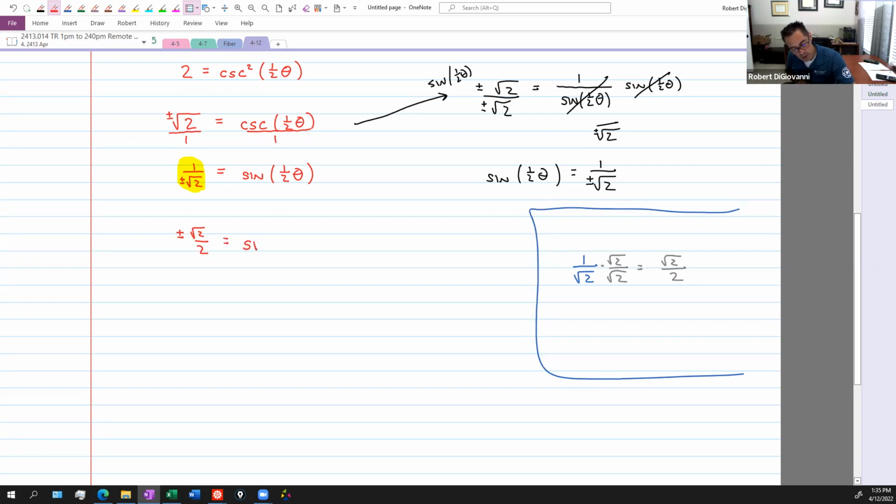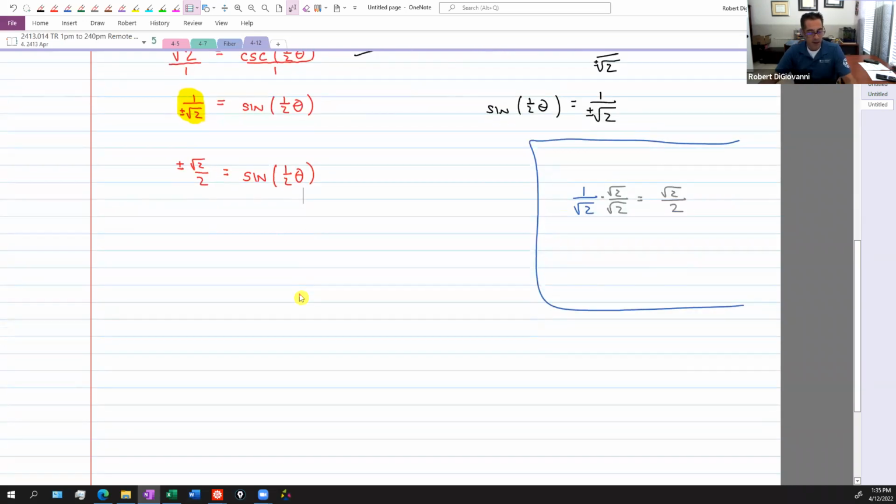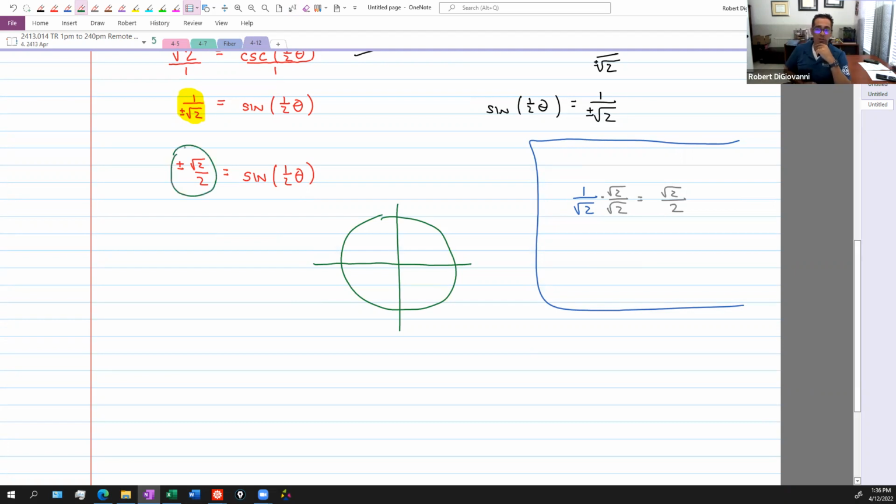And the reason why that's important is because you should all recognize that square root of 2 over 2 is at some of the common angles on the unit circle. So now I'm thinking pre-cal again. I'm saying where on my unit circle is the y coordinate? Why am I thinking y coordinate, not x coordinate? Because that's what sine is. Sine is the y coordinate. So where on the unit circle is the y coordinate plus or minus root 2 over 2?